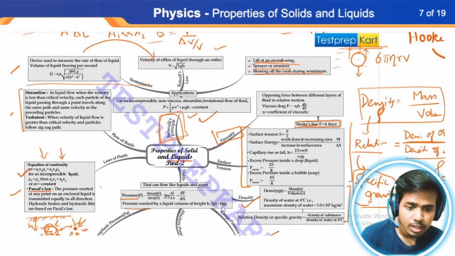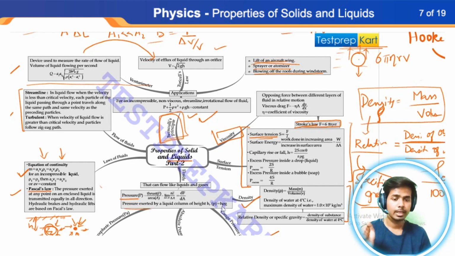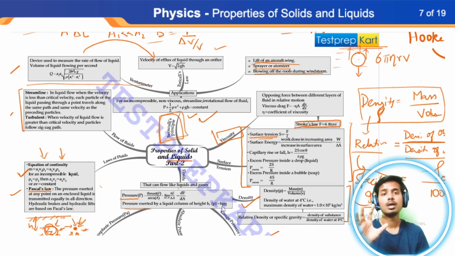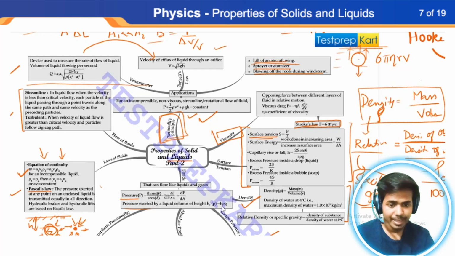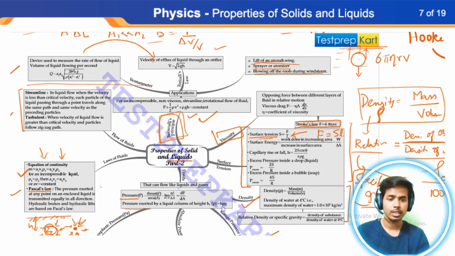The surface tension is directly proportional to the length of the interface. Interface means the point at which it is interacting with two different mediums, for example air and the liquid. Surface tension is the force with which it tries to pull the interface to a minimum area. Surface tension is defined as F by L, so the force due to surface tension is equal to S into L, nothing else.